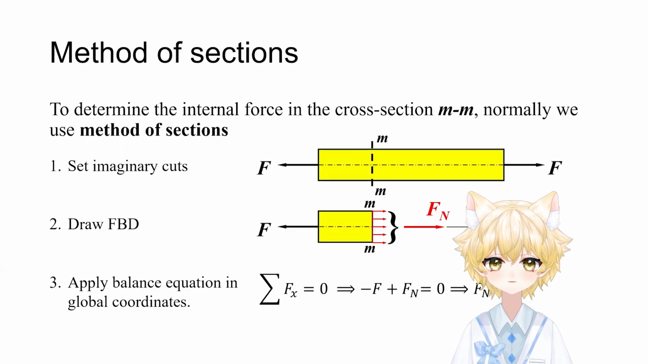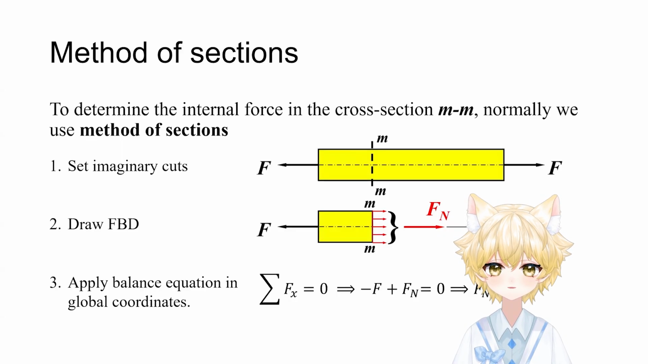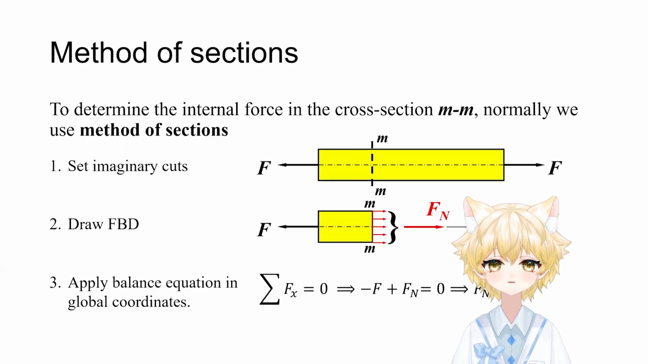Finally, we write the balance equation for that single piece. The sum of the forces in the x direction equals 0. Then we can solve: the internal force Fn equals the external force F, right? So Fn equals F. Now a common question is, does it matter which side I choose?